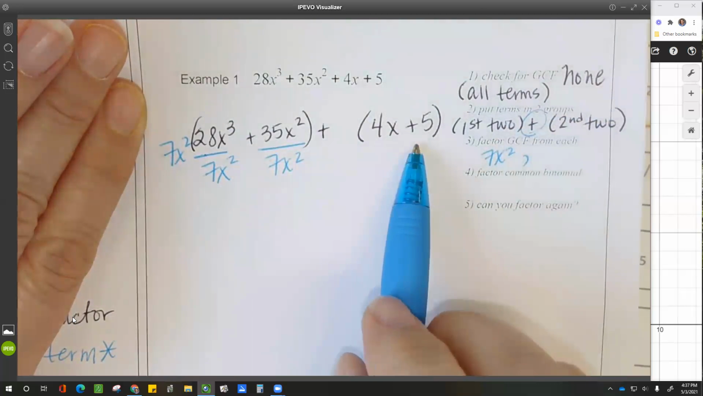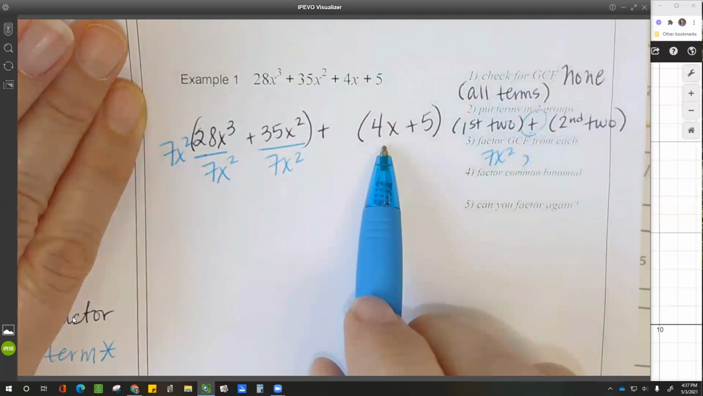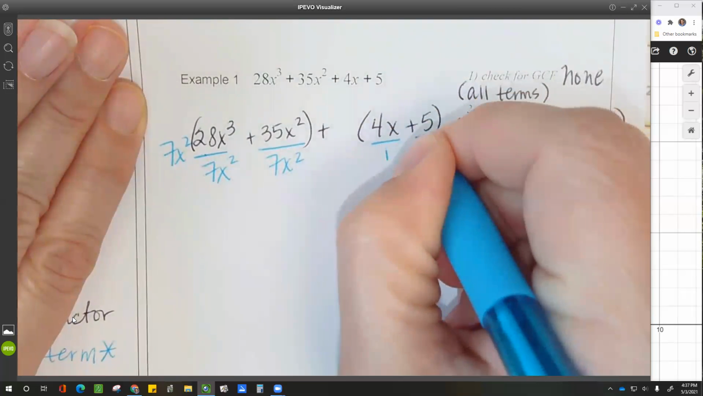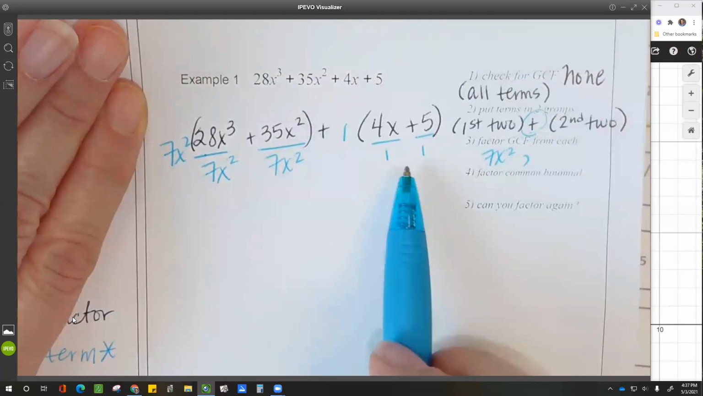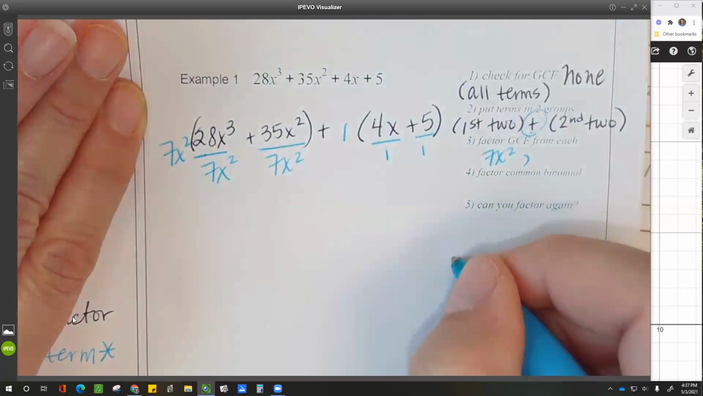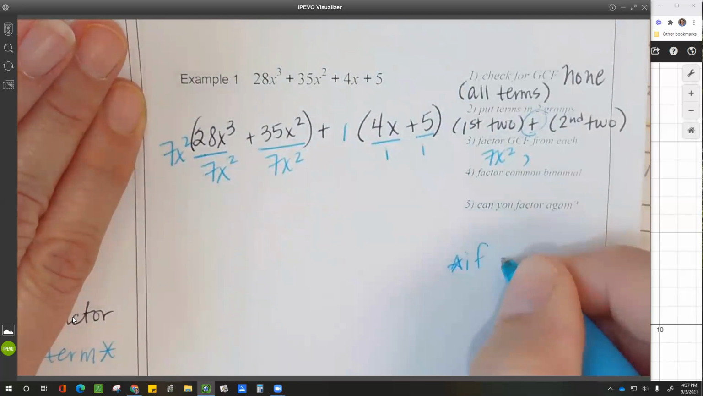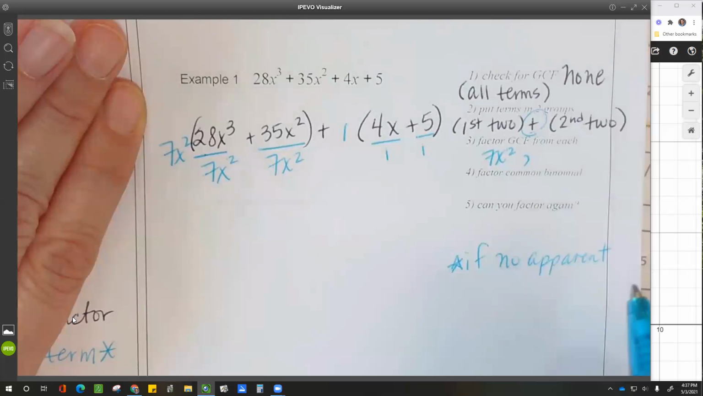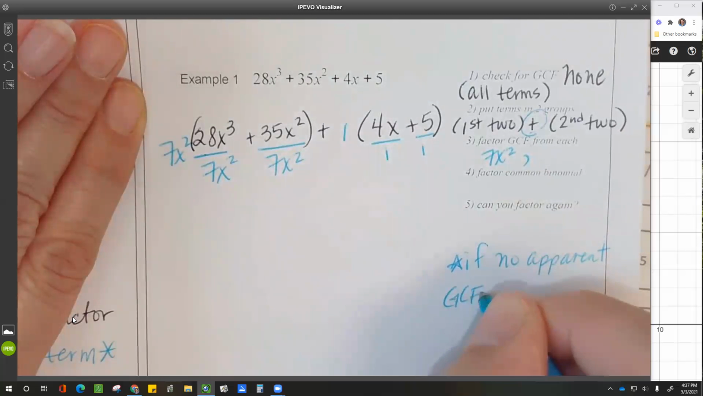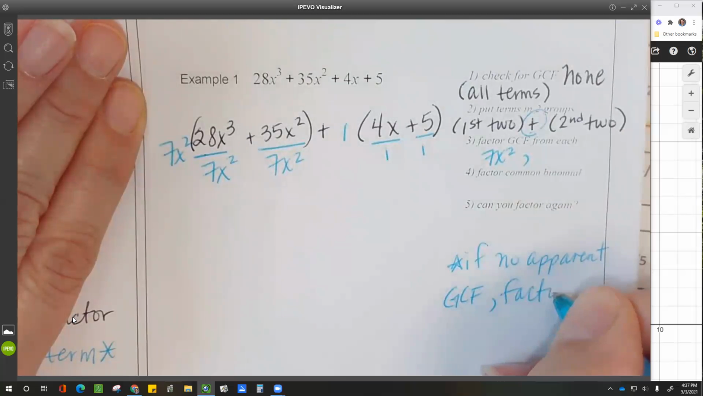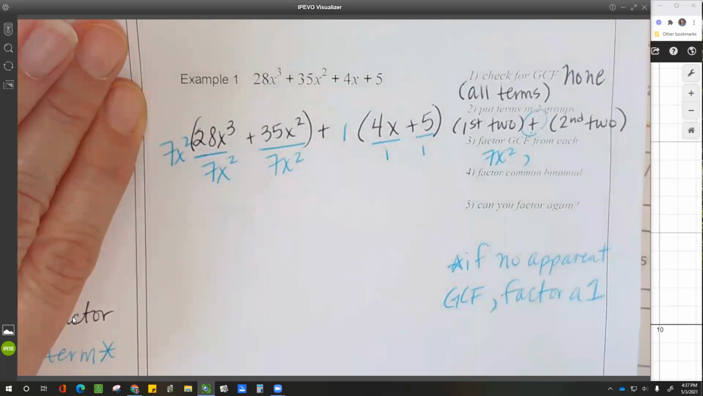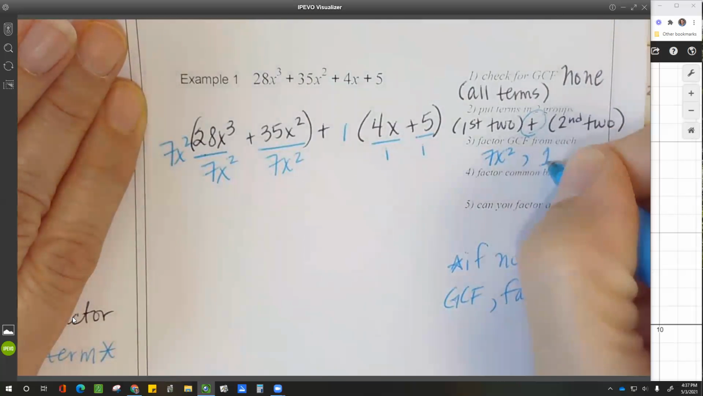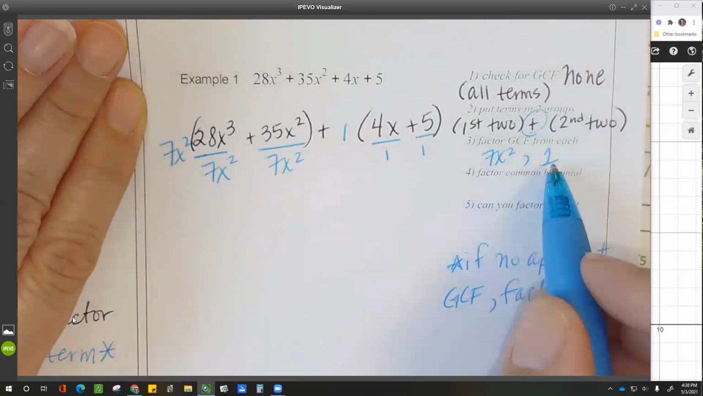The second group doesn't appear to have anything in common. I don't see a GCF, but you can divide anything by 1. So whenever you don't have an apparent GCF, factor a 1. Okay. So my factors are 7x squared for the first group and 1 for the second group.